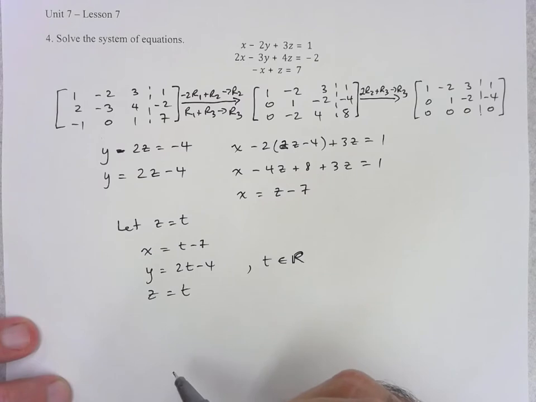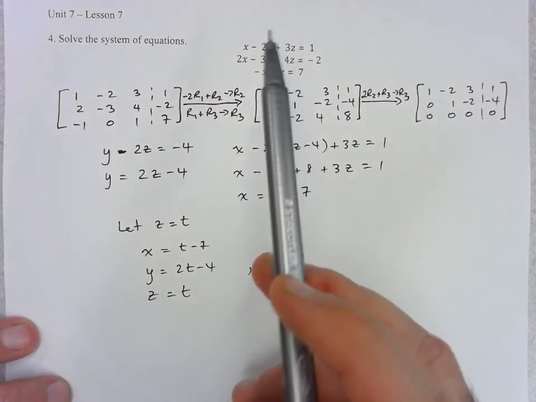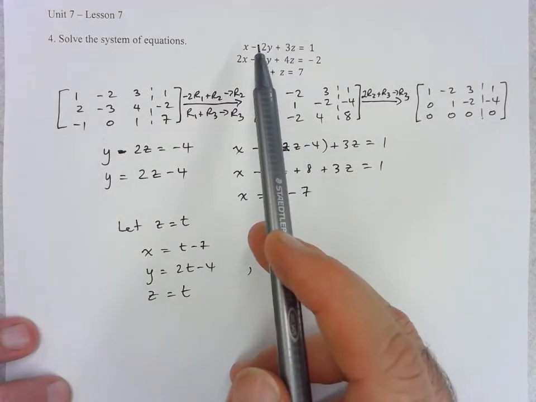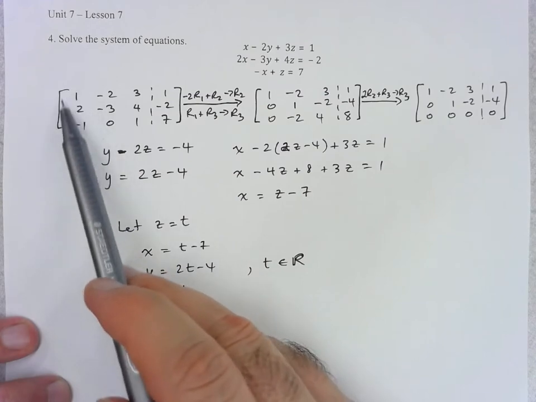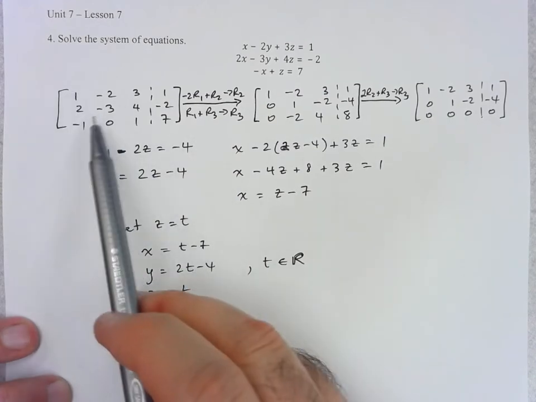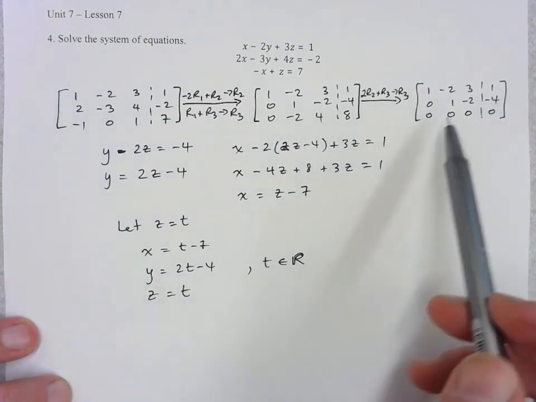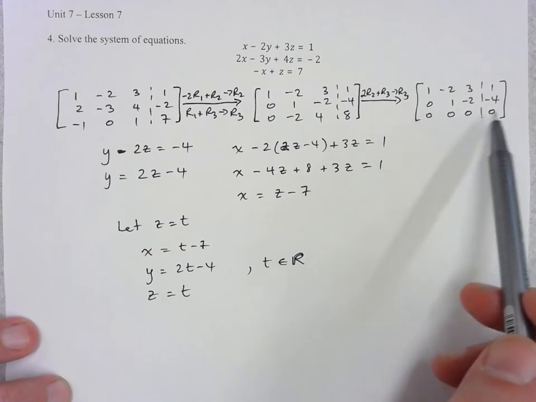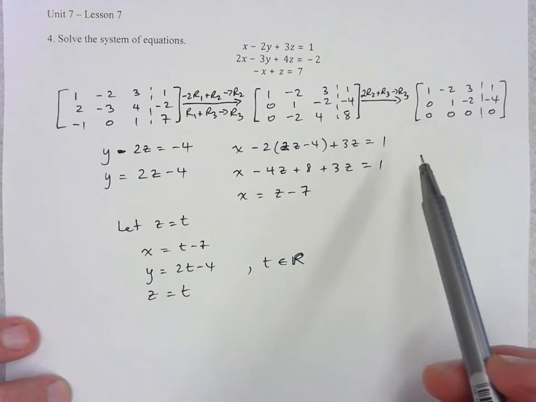Okay, so again, to recap, if you're using matrices, you want that 1 in the top left corner if at all possible. You reduce the matrix, and it turns out that this row of zeros implied that we had infinitely many solutions.